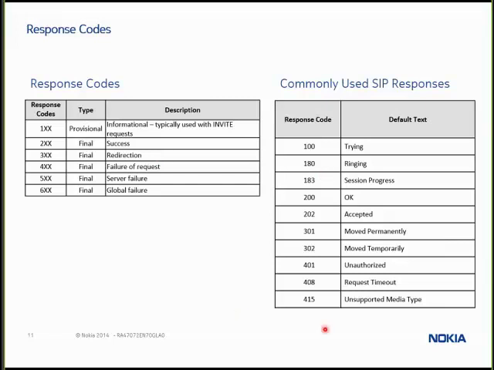Looking at some of the typical responses, with the 100, I'm trying to establish the communication. 180 means I have established communication with the destination, and that destination has informed me that it is making the ringtone sound, which then tells my endpoint to make it sound like it's ringing in the phone. Then I'll have the 183 session in progress. So we're still trying to establish the call at this point.